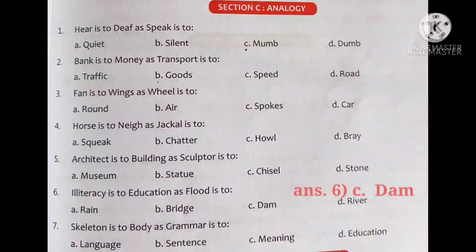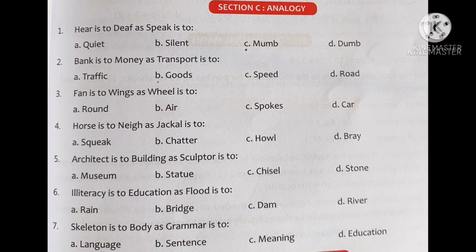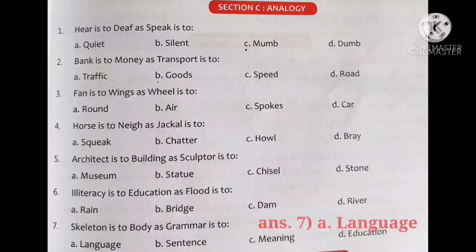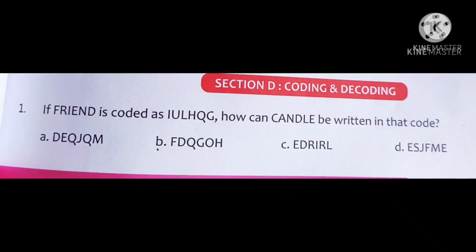answer. Now number 7, skeleton is to body as grammar is to. We have got all 4 options A, B, C and D, and seeing them carefully, we will get to know that option A, language, is the correct answer. Let's start section D. Question number 1.